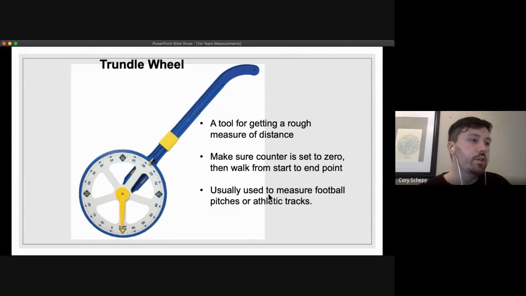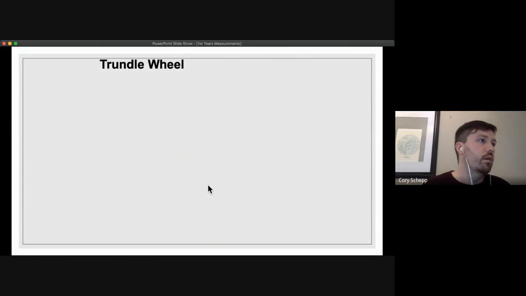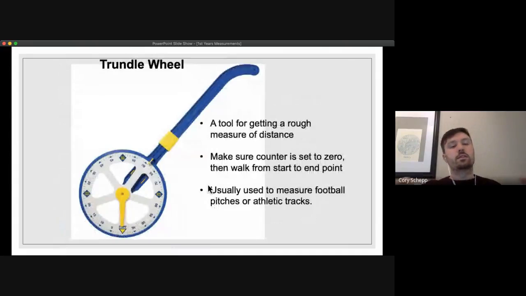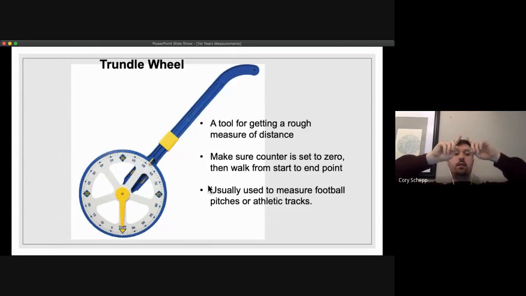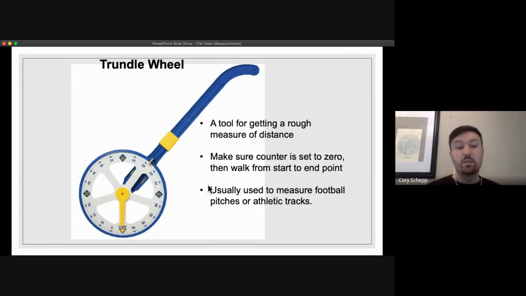Usually used to measure football pitches or athletic tracks. So for longer distances, you wouldn't obviously use an opisometer. Opisometers are for measuring small distances because they're tiny, right? It would take you forever to measure a long distance. So you use a trundle wheel, which is basically a big opisometer, and you measure that length with that. Maybe you want to measure the length of a driveway or the width of a street or something like that. You would use this for that.